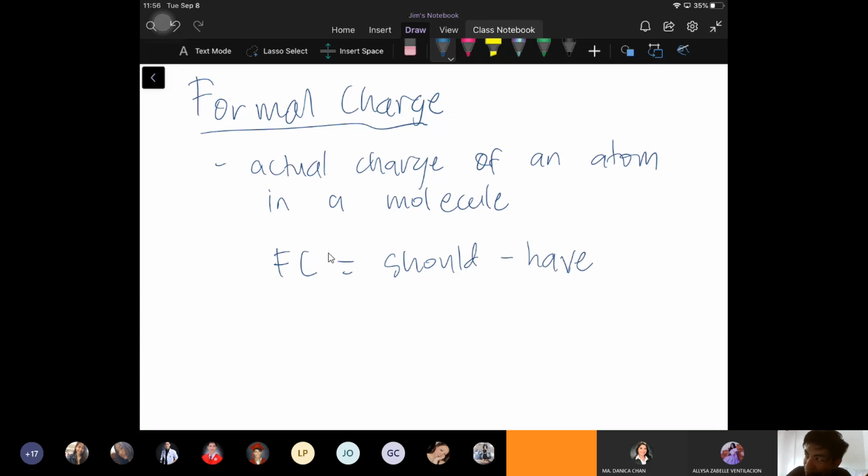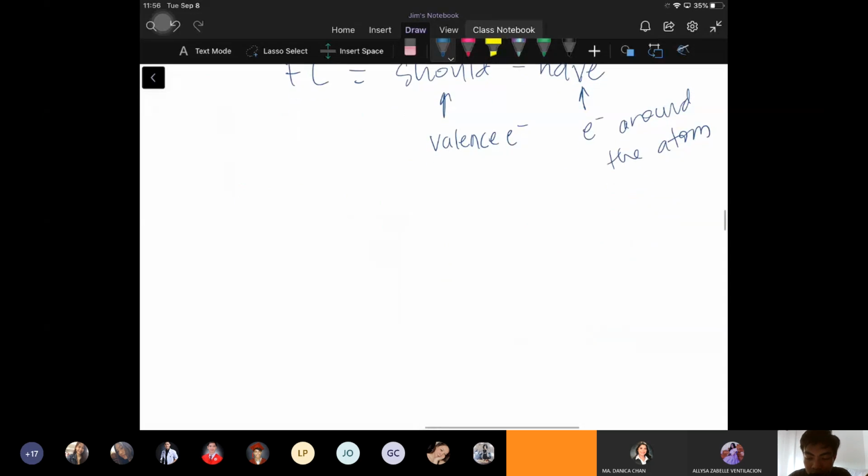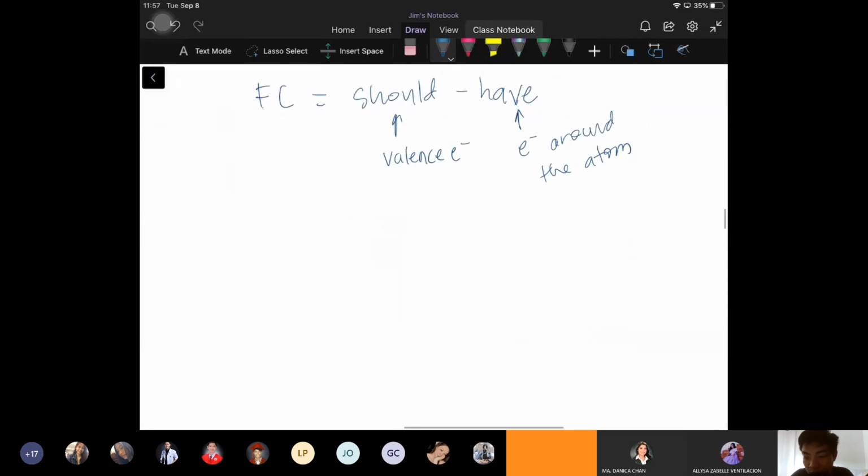Sir, ano yan? Ano yung should? Ano yung have? Okay. When you say should, this is the electrons that your atom should contain. So, ano yon? Valence electrons lang yung idea niya, no? Valence electron yung idea. Yun yung should. Yung have, this is the electrons around the atom, no? Paano yan? Ganito. Kuha tayong simple examples.